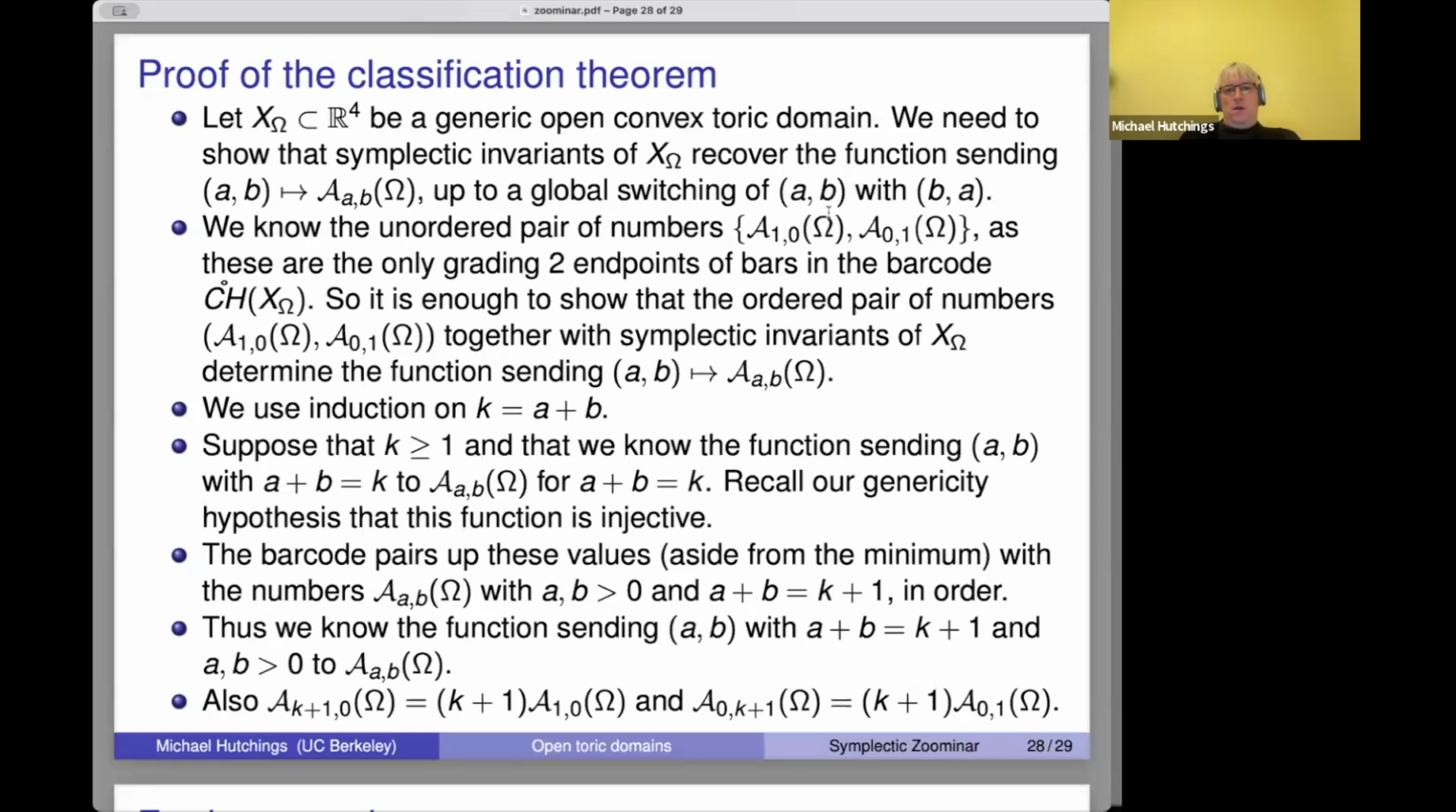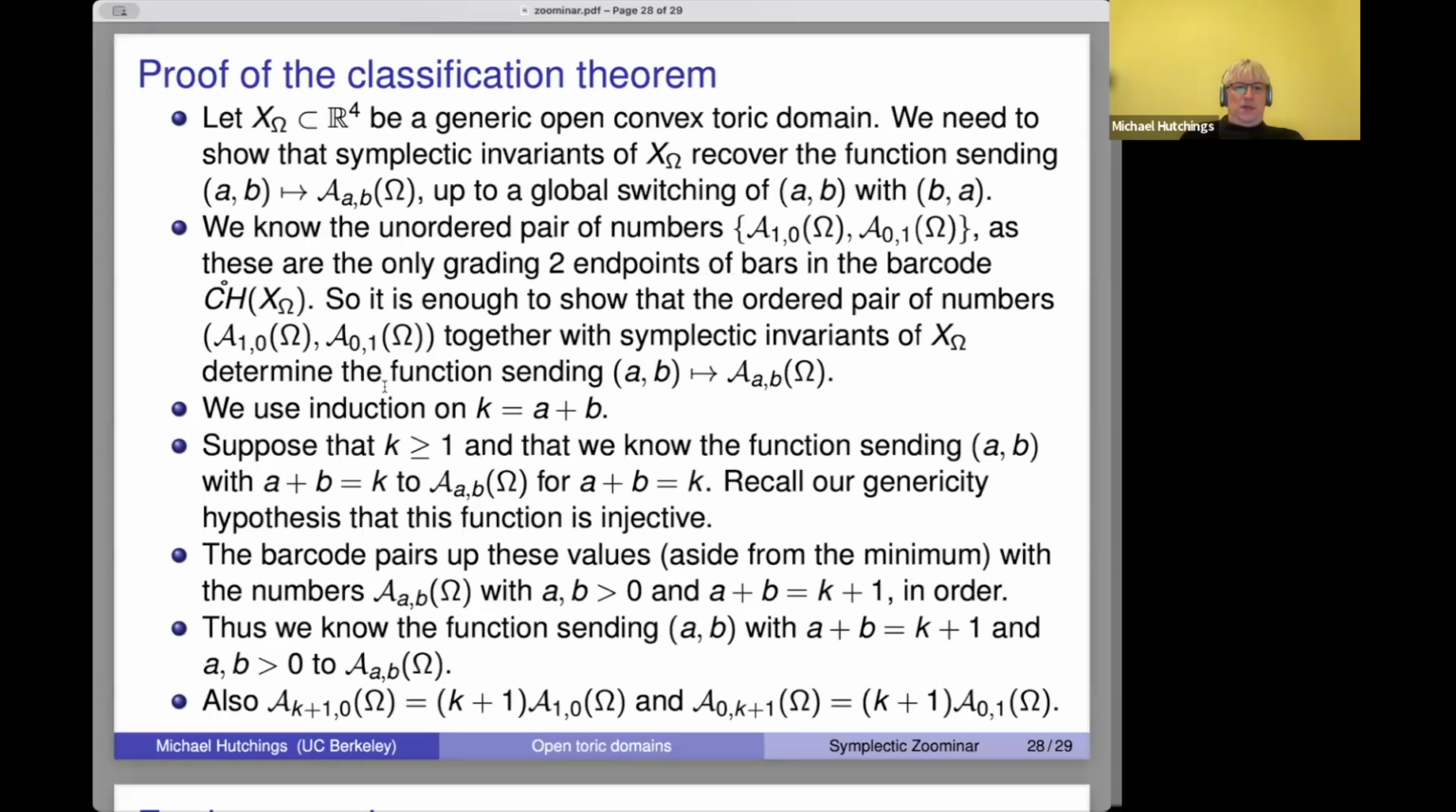Now, to get started, I know what the numbers A_10 and A_01 are, because these are the only grading two endpoints of bars. I know these numbers as an unordered pair. So it's enough to show that if I actually know the correct order, so if I know the ordered pair of numbers A_10 and A_01, then that ordered pair, together with additional symplectic invariants of X_omega, determines the function that I'm looking for, sending AB to its action. So we'll prove this by induction on K, which is A plus B.